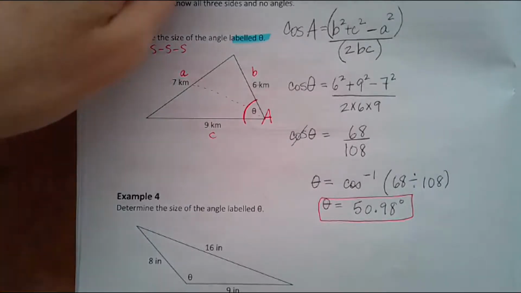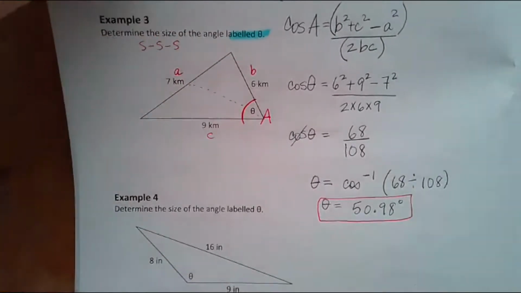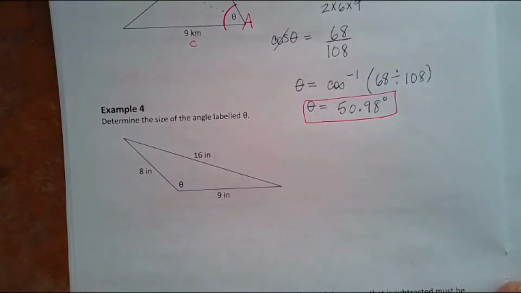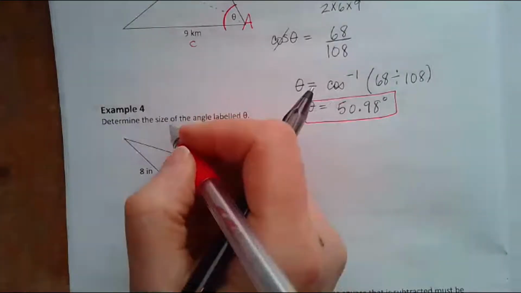Okay, I don't see any other questions. Let's try this last one. So again, I can see this is law of cosines because there's no angles given to me at all. It's side, side, side.